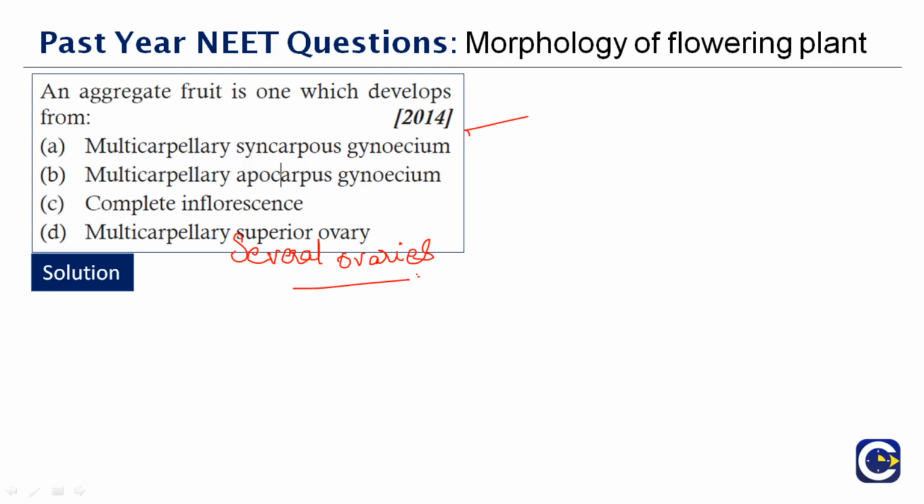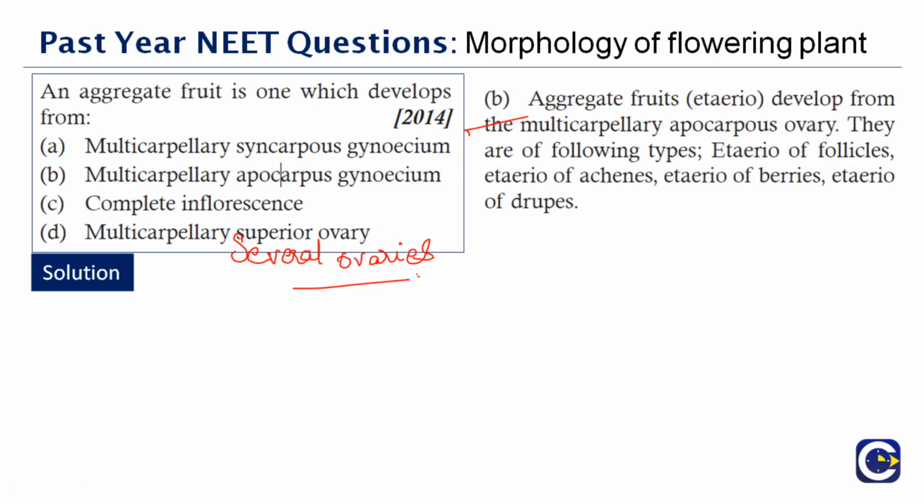Now tell me what the answer will be. I've given you a clue. Yes, the right answer is option B, multicarpellary apocarpous gynoecium. Aggregate fruits develop from a multicarpellary apocarpous ovary. They are of the following types. You have an etario of follicles, then an etario of berries. All these are examples that I've given here. An etario of achenes, an etario of drupes. All these are examples. Therefore, the right answer to this question is option B. They have several ovaries, to put it in simple terms.